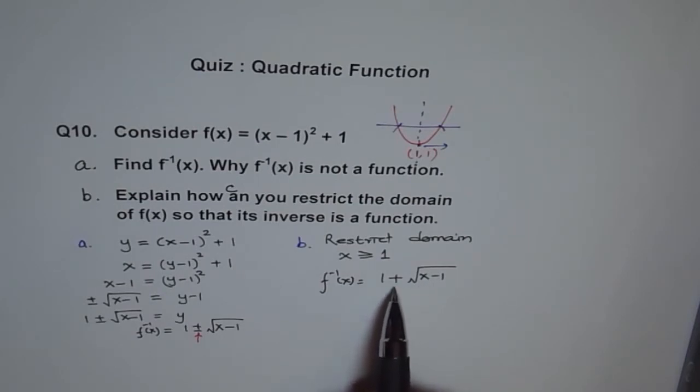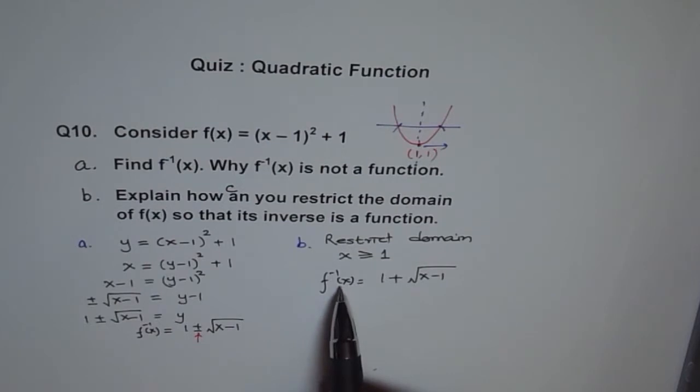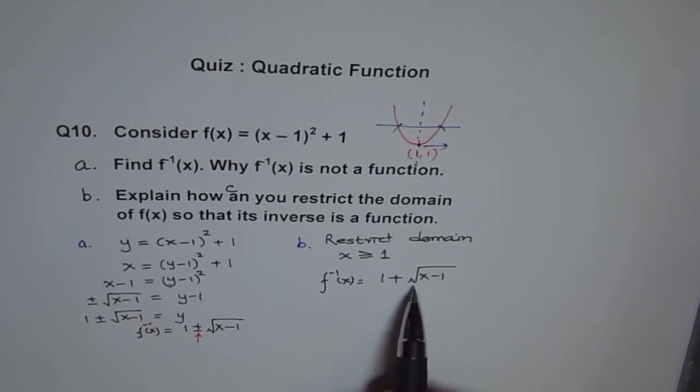See now, for every value of x, we have a unique value of f inverse x, correct? And therefore, this is a function now. So that's the way to restrict the domain and ensure that the inverse is a function.